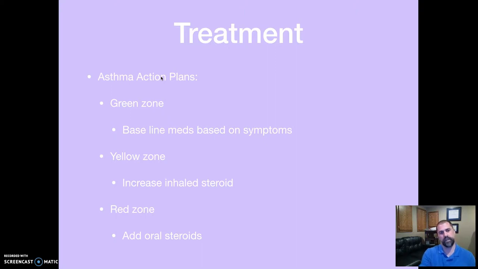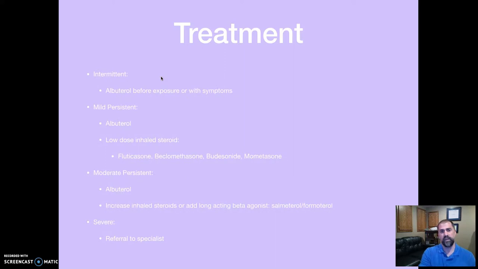And then the red zone is when they take oral steroids or IV steroids if they're in the hospital. And so when we look at the green zone plans, your intermittent asthmatics, those who have symptoms less than 2 times a week, will just have albuterol before their exposure or with their symptoms. Again, if they are escalating, then they may be moved to a steroid inhaler.